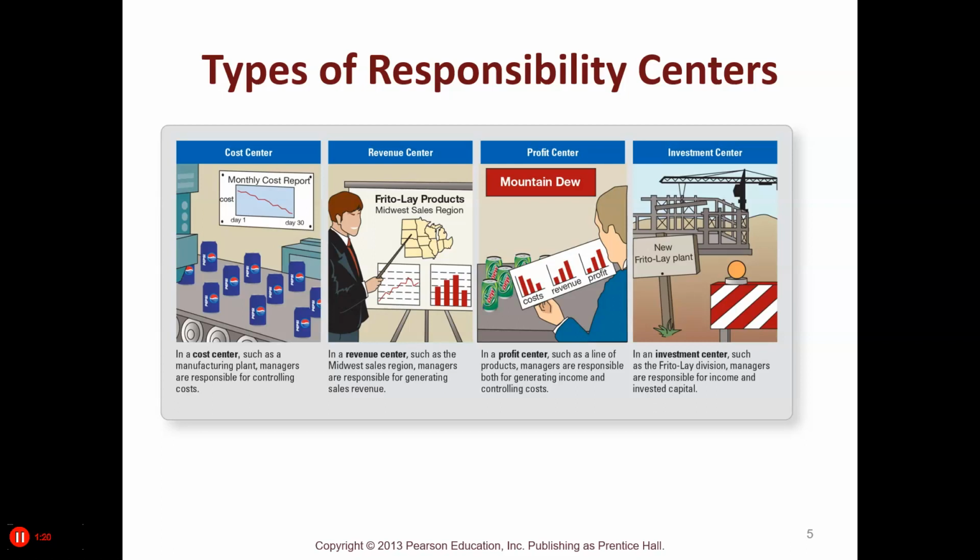Revenue center, all they focus on is the revenue, and this might be the sales group. Profit center, they're looking at both revenue and costs. And the investment center is a division where they have not only responsibility for the revenue, the income, but they also have responsibility for the capital.